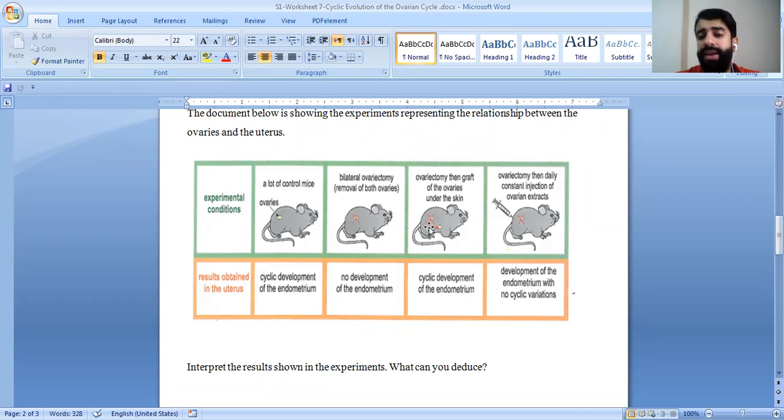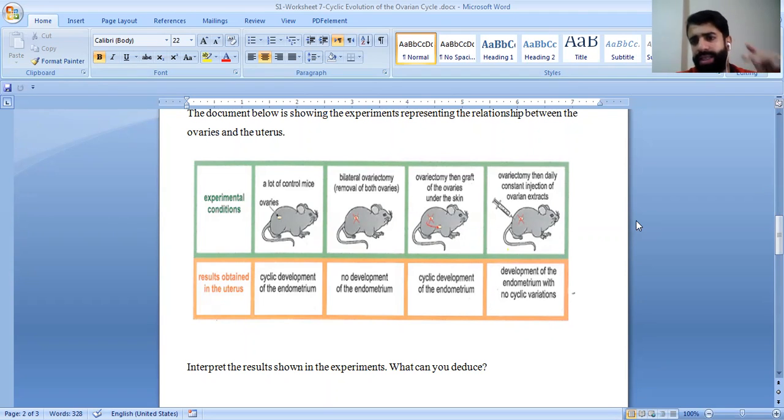Then, fourth lot, ovarectomy, then daily injection of ovarian extracts. We removed the ovaries and we inject them with ovarian extracts, estrogen and progesterone. Development of the endometrium with no cyclic variation. We don't have cyclic variation. They said, interpret the result shown in the experiment. What can you do? First of all, interpret, we said this analysis, plus this indicates that, plus an indication. So let's start step by step.